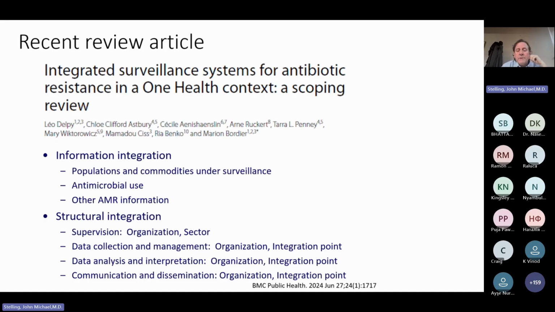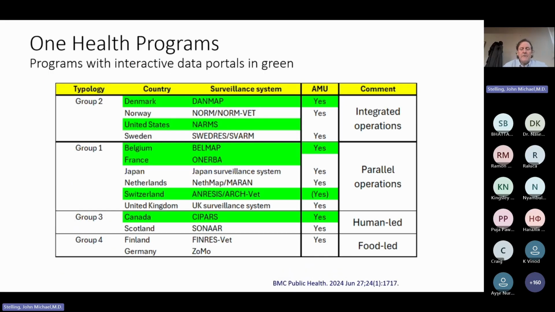They also looked at structural integration. Did each sector work separately? Did they communicate on their data, on their reports, on their announcements? So they looked at integration of supervision, data collection and management, data analysis and interpretation, and then communication and dissemination. They collected all these data, they did a cluster analysis, a hierarchical cluster analysis, and they identified statistically 4 groups.